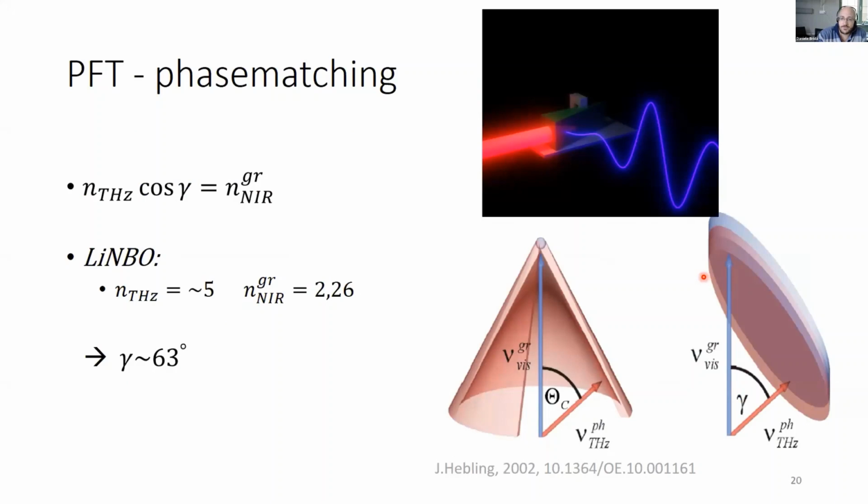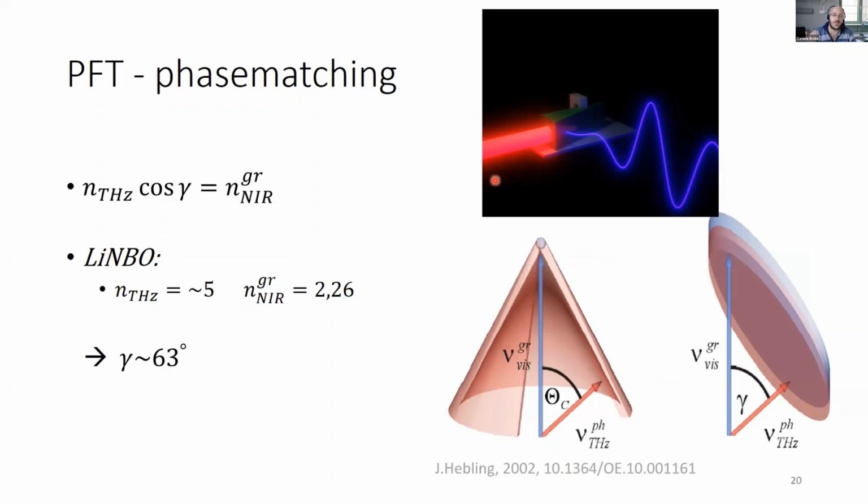For example, you can easily use this method on lithium niobate, a material that has an extremely high nonlinear coefficient, to generate intense terahertz with this technique, this Cherenkov-like radiation.